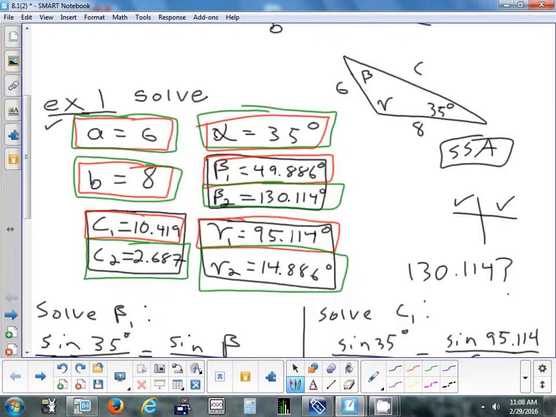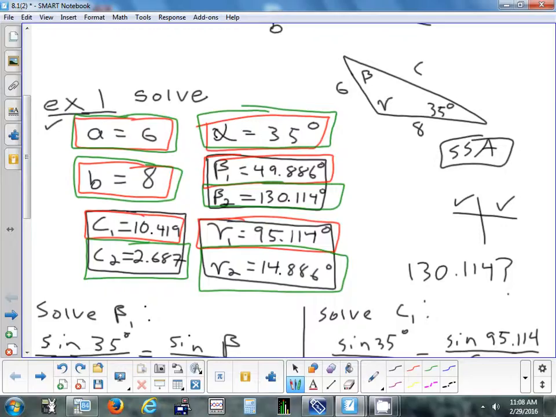Okay, and of course, any 2 sides added together should be bigger than the third side. Right, so numerically, calculation-wise, this is how you can get 2 answers. Right, any questions on that?